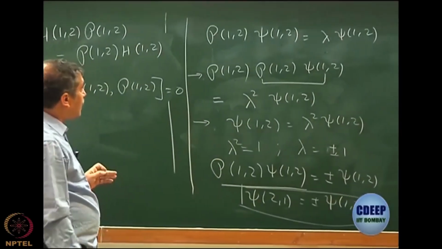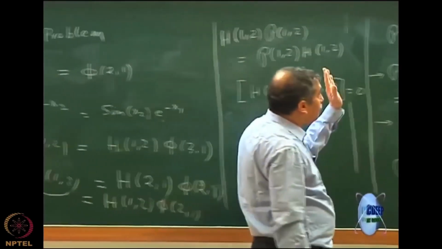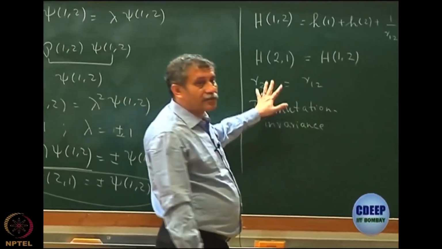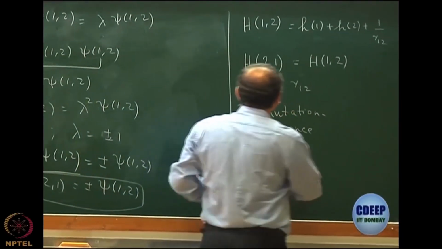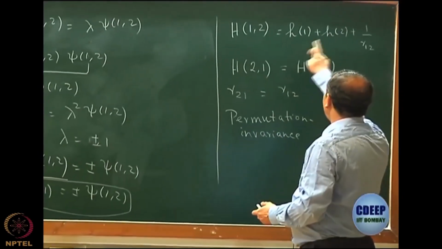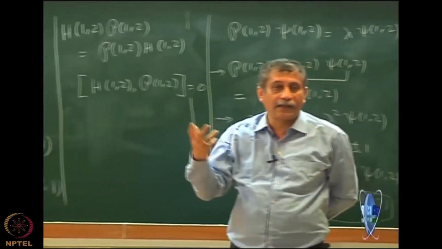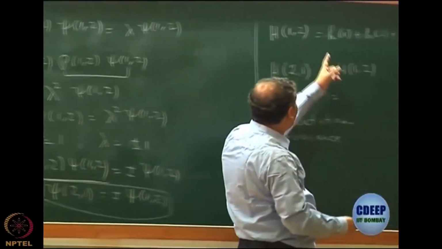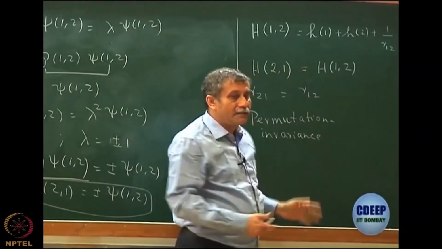In fact, this result is generally true not only for electrons, but in general for all quantum particles, because remember we have not used anything about electrons in this definition. For all quantum particles, the Hamiltonian commutes with the permutation operator simply because the quantum particles are indistinguishable. So, I can't distinguish between 1 and 2. That is the reason this permutation invariance comes.